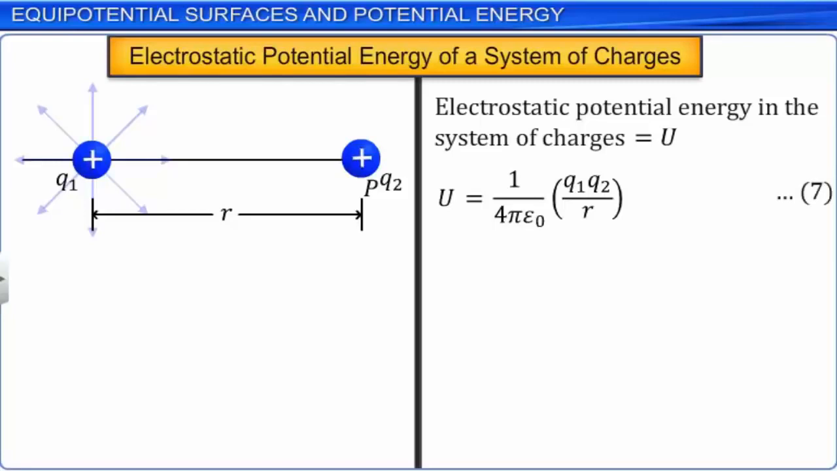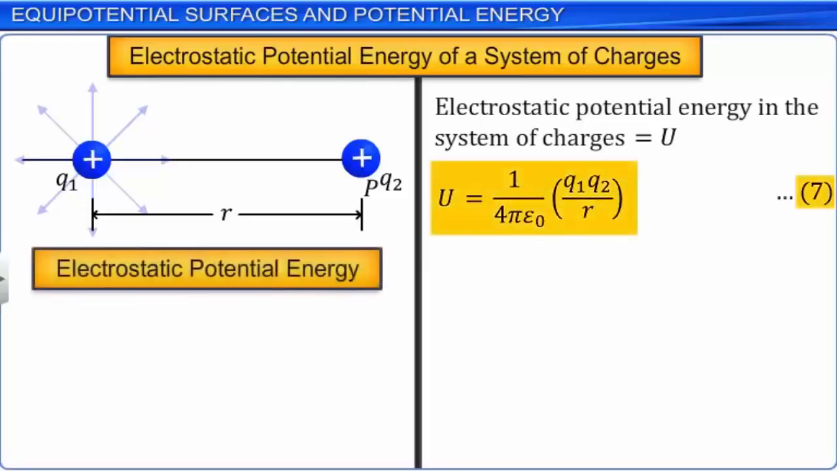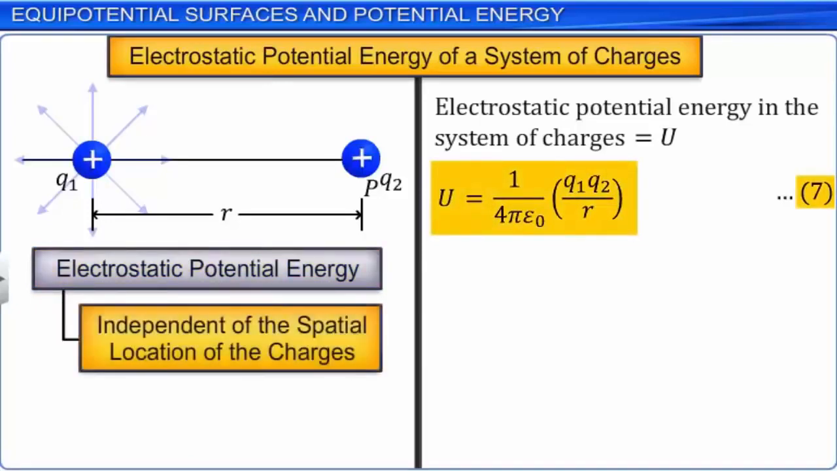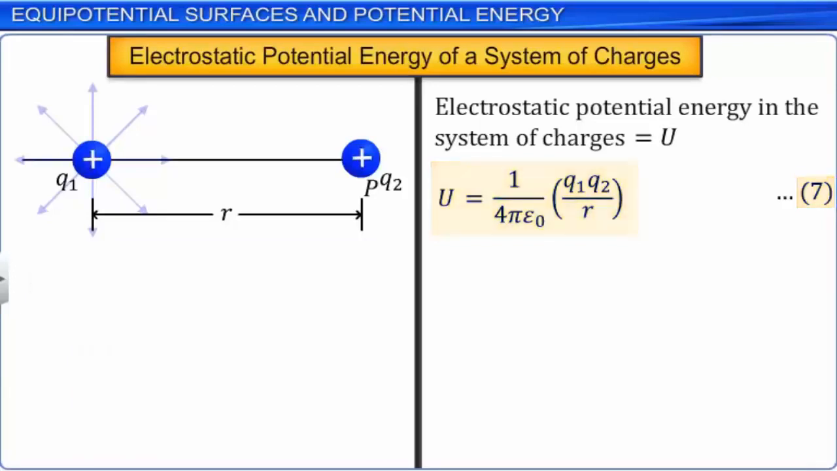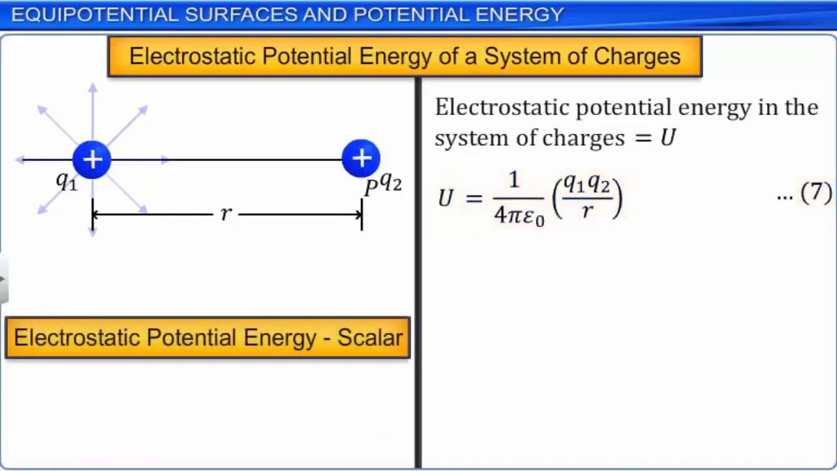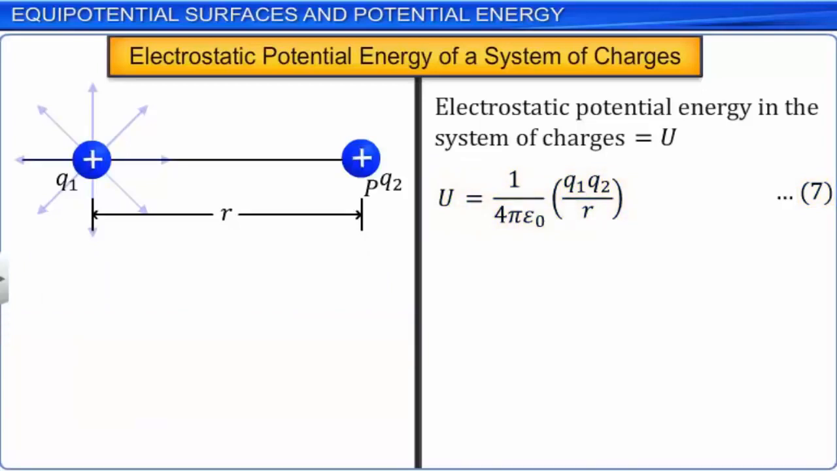From equation 7, we see that the electrostatic potential energy is independent of the spatial location of the charges in a given medium, and is mainly dependent on the separation r between the charges. The electrostatic potential energy is a scalar quantity and can be positive or negative depending on whether the product Q1 Q2 is positive or negative respectively in the equation 7.